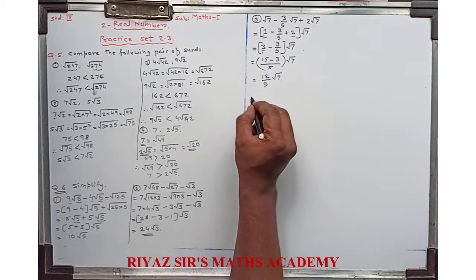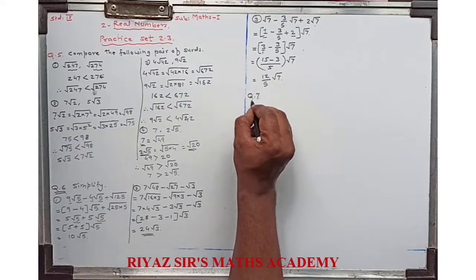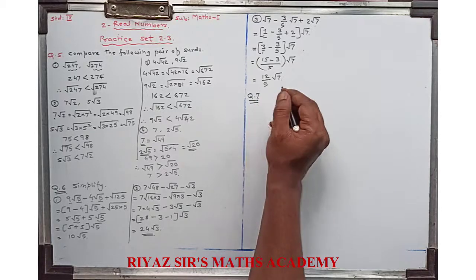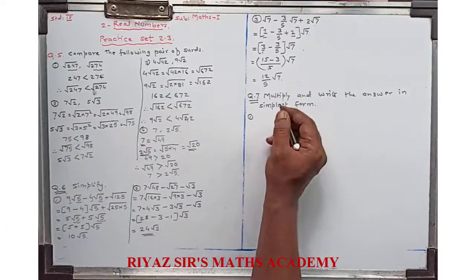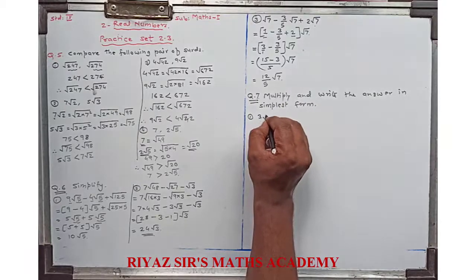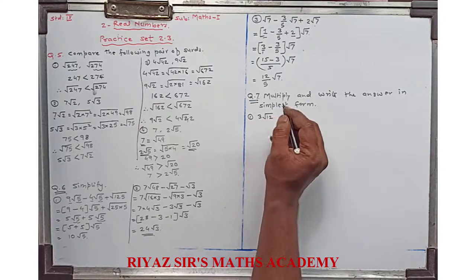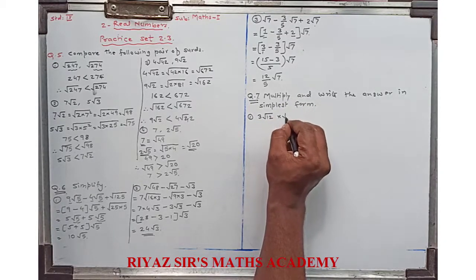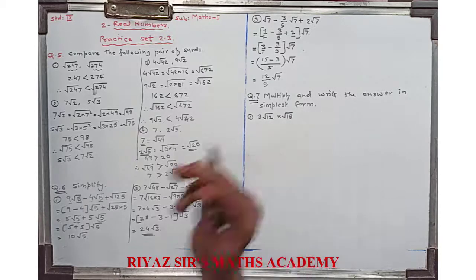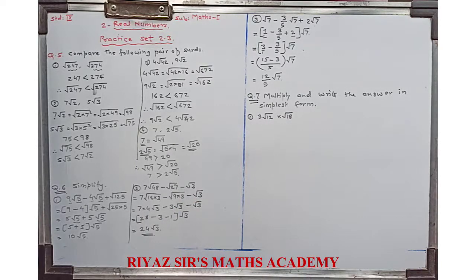Now come to the next question, that is question number 7. Question number 7, multiply and write. The first example is 3 root 12 into root 18. So here we have to multiply 3 root 12 by root 18. First we have to simplify 3 root 12 and root 18.